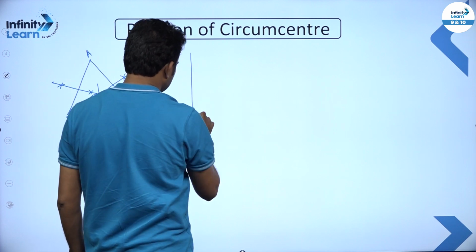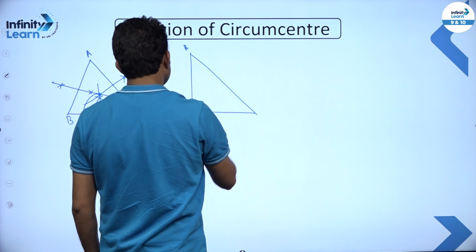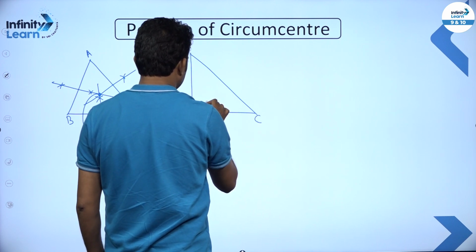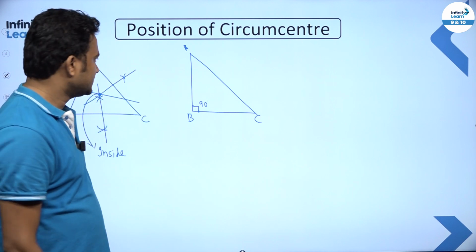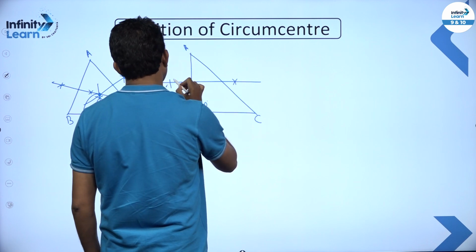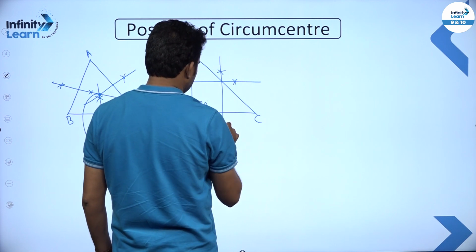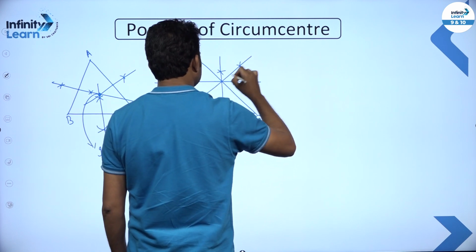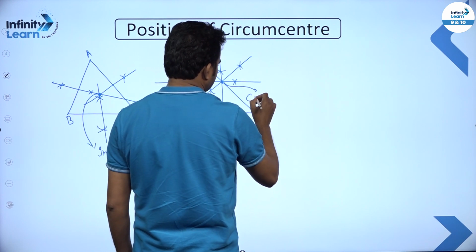So, in an acute angle triangle, it will lie inside the triangle. Let us draw a right angle triangle and try to identify the position of circumcenter. So, this is 90 degrees. How will we do this? Draw the side bisectors. If I draw the side bisector of AB, then it will look like this. Then side bisector of BC, it will look like this, and side bisector of AC, it will look like this, right? So, this will be the position of circumcenter.